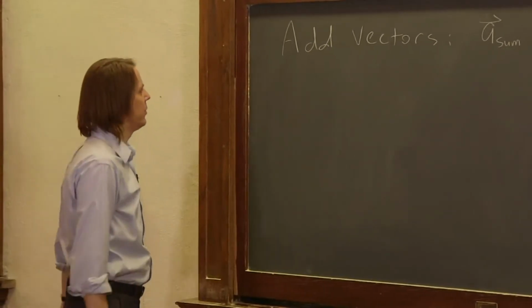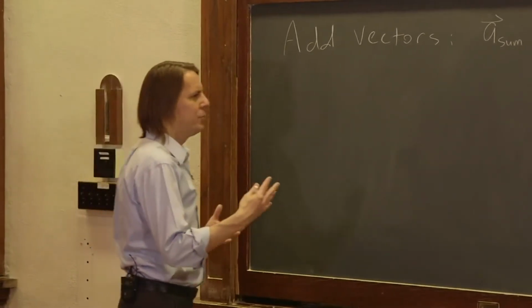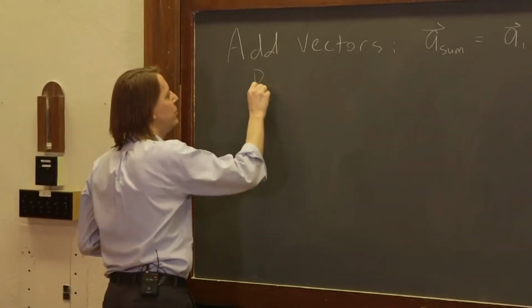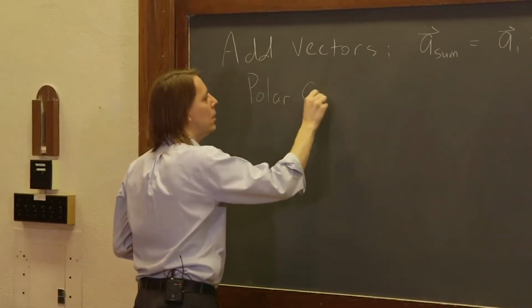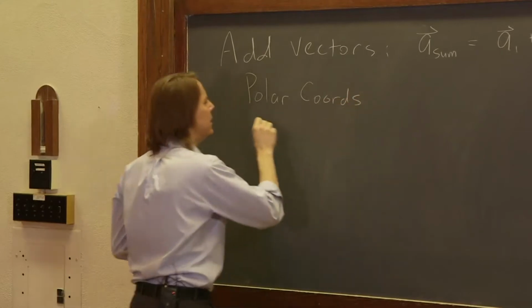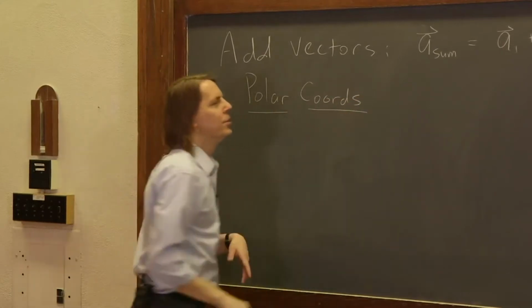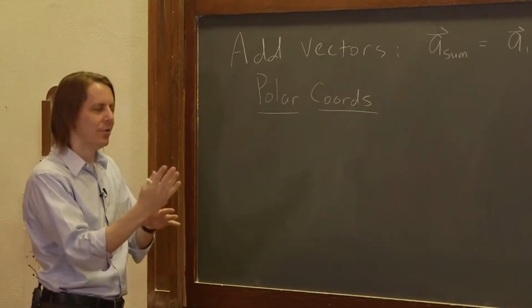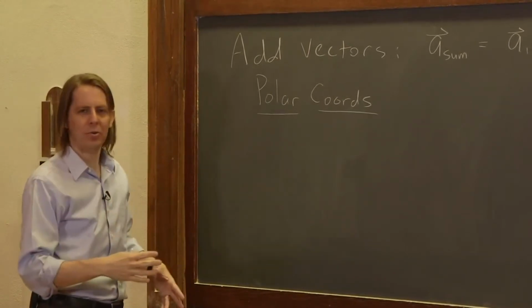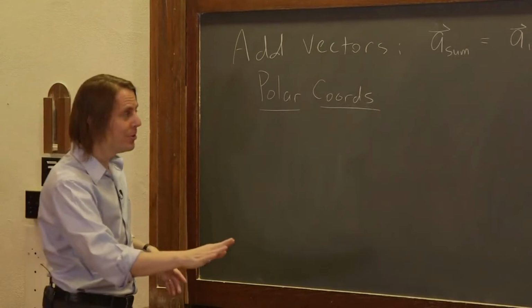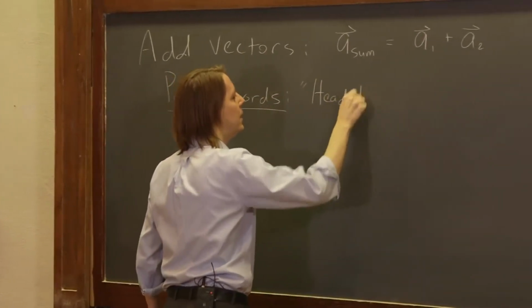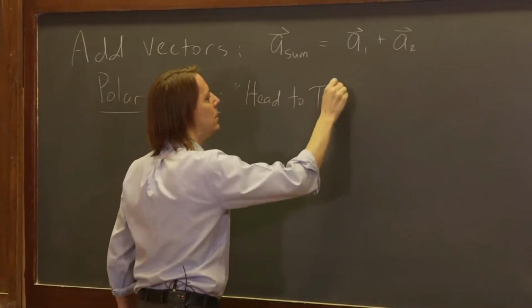How do we do it? Okay. Well, first, let's do it again in two separate coordinate systems. In polar coordinates, how would you do that? If you're given two magnitudes and two angles, how would you combine those in polar coordinates without going to Cartesian? Now this is where you do what's called head to tail.